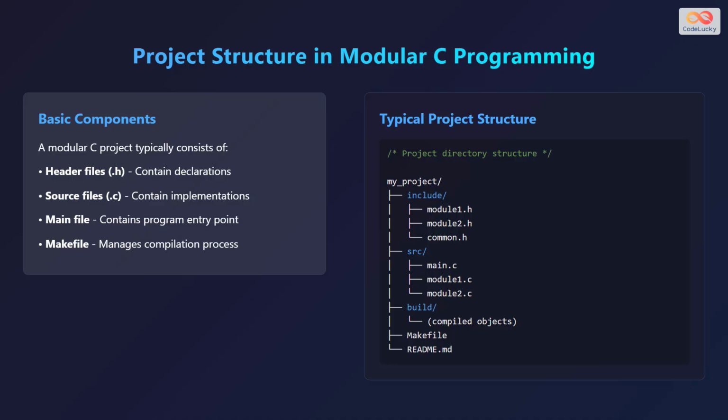You have a project directory, for example, my_project. Inside it, there is an include folder which contains header files such as module1.h, module2.h, and common.h. There is a source folder which contains main.c, module1.c, and module2.c. Then there is a build folder, which contains compiled objects. Finally, there is a makefile and a readme file with a .md extension.